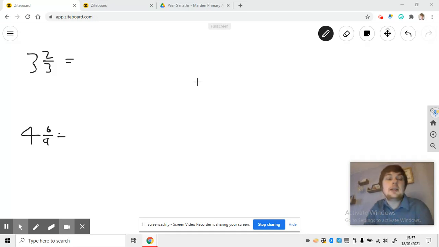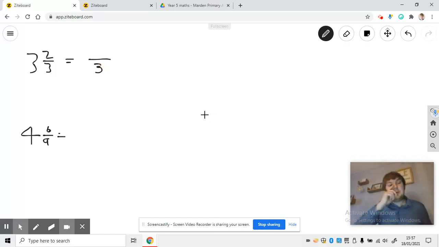between the two. So if we remember, a mixed number is a combination of a whole number and a fraction, and we know that an improper fraction is a top-heavy fraction. The numerator is bigger than the denominator. Now, what we can remember from when we've done this before is that the denominator will always stay the same. So here, on 3 2/3, I know in my improper fraction, the denominator is going to be a 3.